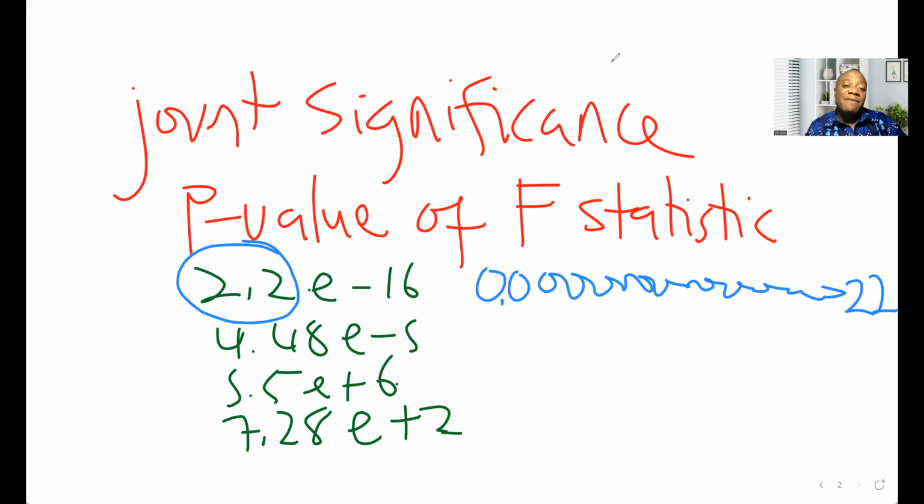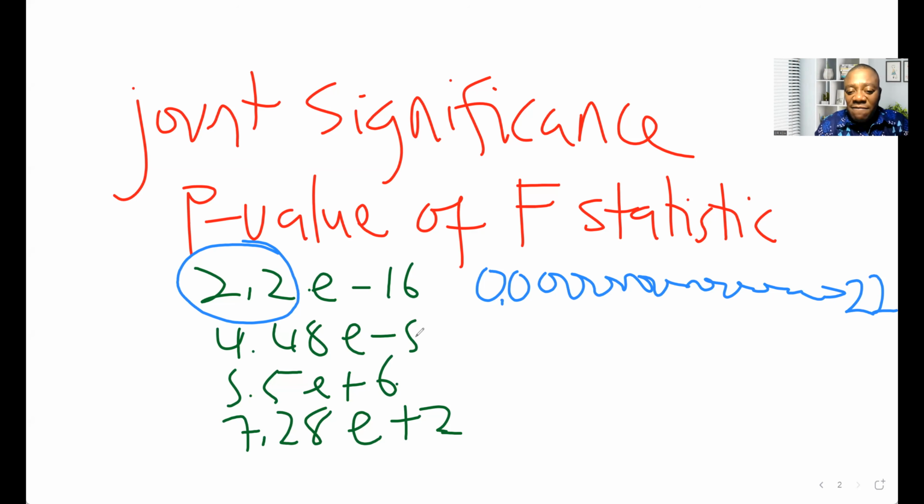And when you look at this number I've just written, it simply means that it's approximately one number. Approximately one number is that? Zero. Exactly. Zero. Okay. So this means that the p-value for the F statistic is 0. Now, what if you have 4.48 E minus 5?